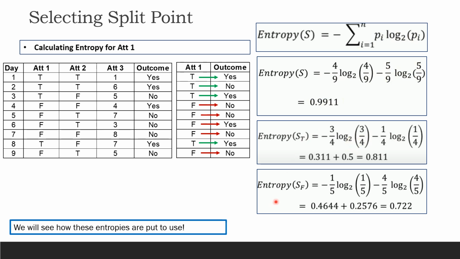And similarly, the entropy for the false is calculated because for the false, the red arrows we see here, there is one yes, this one, and the rest of them are no. So one out of five is a yes and the rest are no. So this is how we get the entropy of false. Now we have three entropies. One is for the outcome, and two are conditional entropies for attribute 1. I say conditional because there is a condition: for the true data points, what is the entropy, and for the false, what is the entropy. And now in the upcoming slide, we will see how these entropies are put into use.